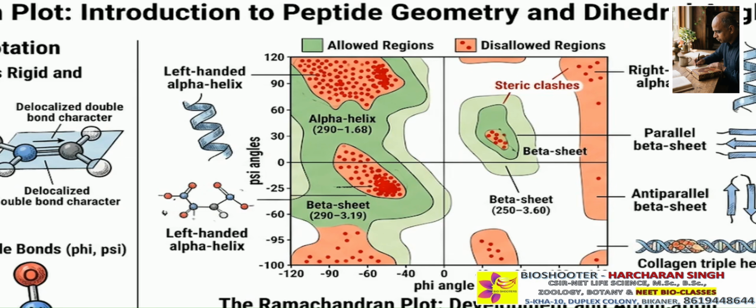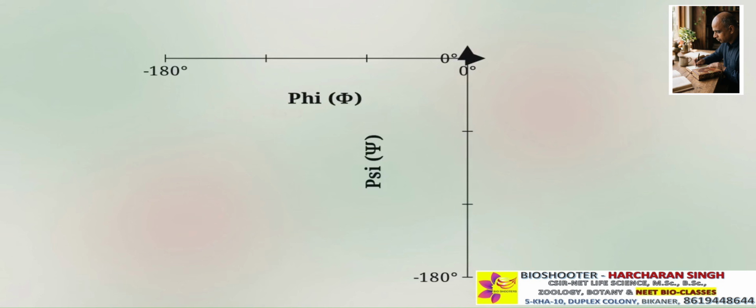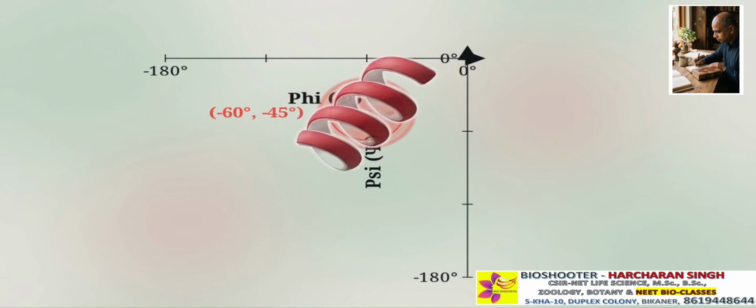Data is color-coded by viability. Solid green zones highlight allowed regions where atoms rotate freely. Red areas show disallowed regions where atoms collide, causing steric hindrance. Coordinates in the bottom left, known as quadrant 3, show negative values for both angles. This stable region is the home of the right-handed alpha helix, the most common secondary structure in proteins.